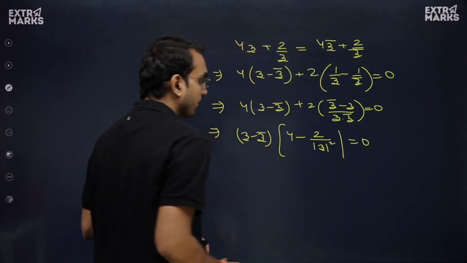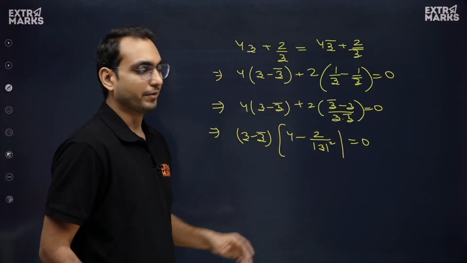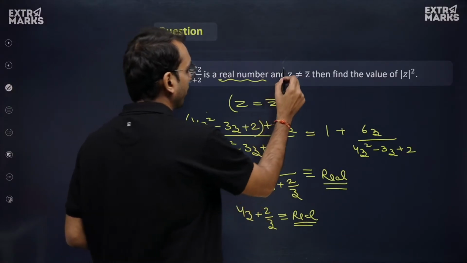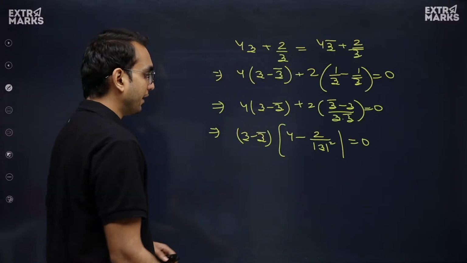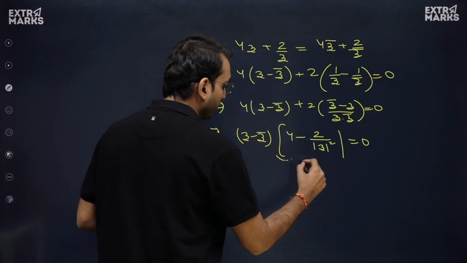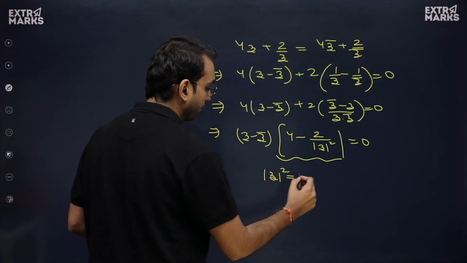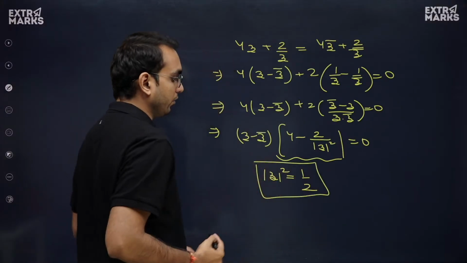Now you can see we had to find out the value of mod z square and it has come in the expression, right? Now z minus z bar equals 0, but that is not possible because it is written in the question that z is not equal to z bar, so this cannot become 0. So this has to be 0, and when this is 0, mod z square will become 1 by 2. So the answer is 1 by 2.